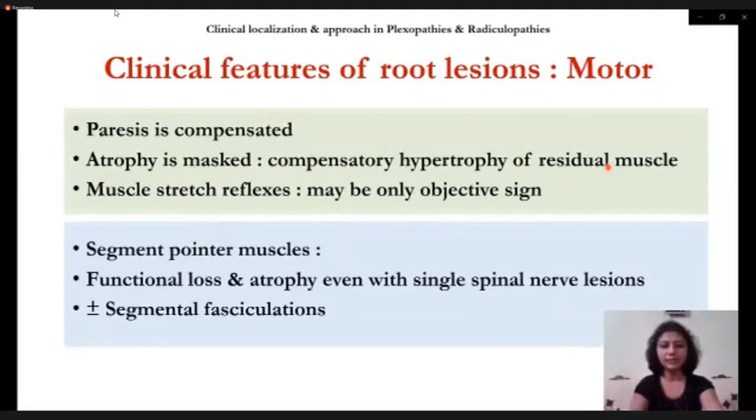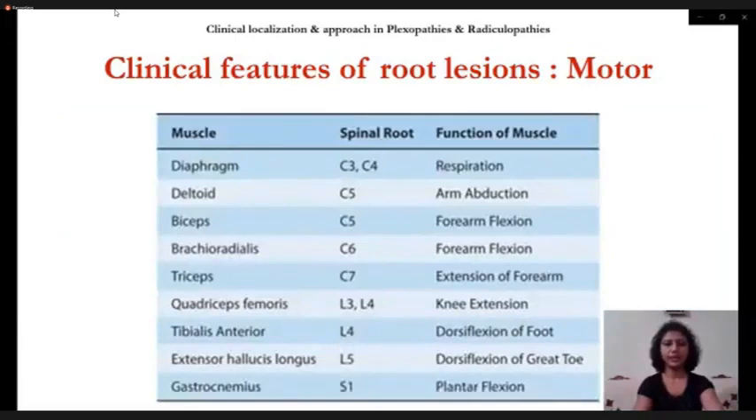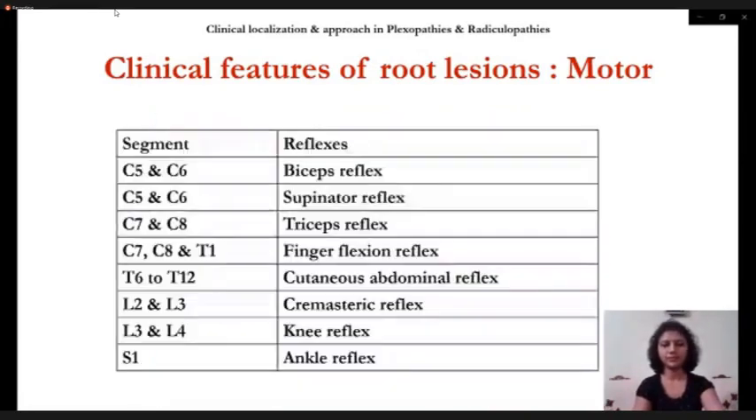So, we make use of the segment pointer muscles, which even in lesions of single spinal nerves regularly suffer from marked functional loss and may even have atrophy with or without fasciculations. The characteristic segment pointer muscle is the extensor hallucis longus for the L5 root, as you all know, and these are the other roots and the corresponding muscles that are weak during dysfunction of the individual roots. However, the muscle stretch reflexes are sensitive to disturbance of single roots because their reflex arc is disturbed. Thus, loss or diminution of a reflex may be the only objective sign of a lesion in the root.